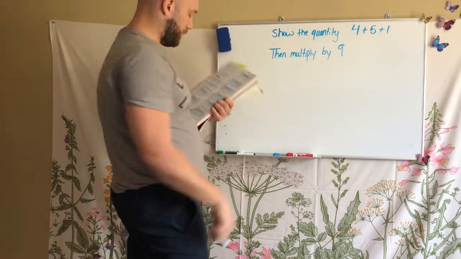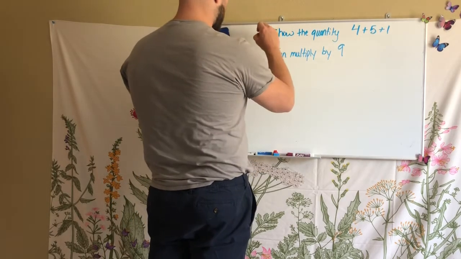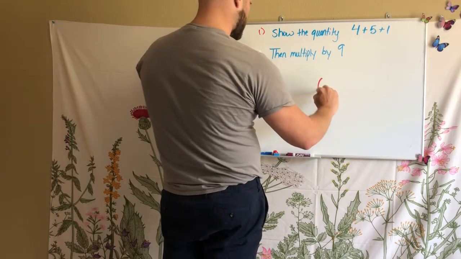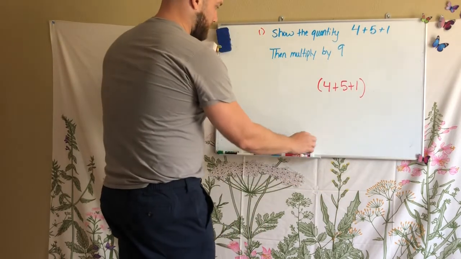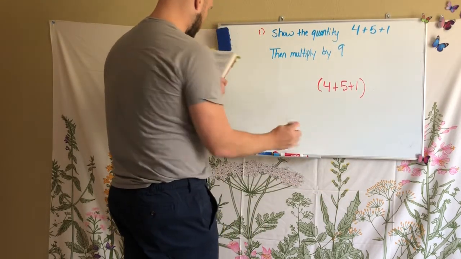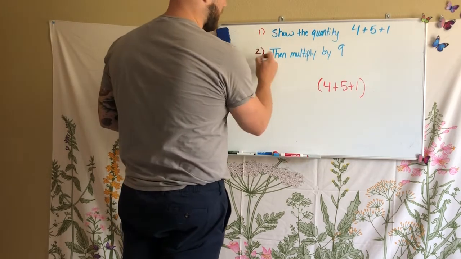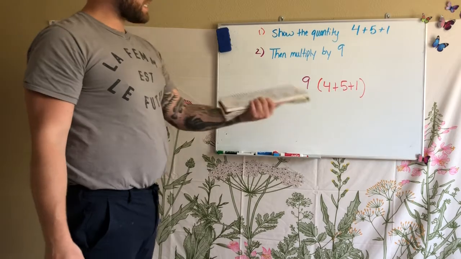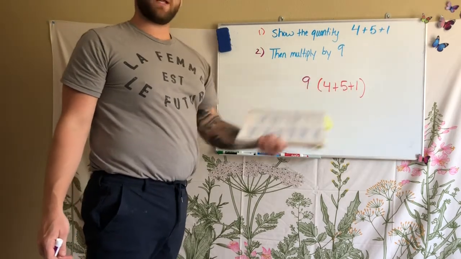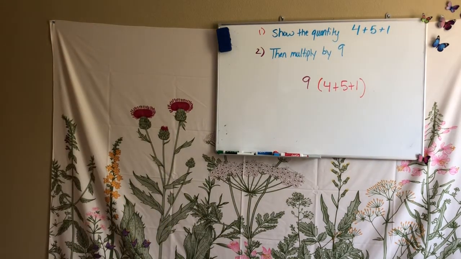So, we'll show the quantity 4 plus 5 plus 1, then multiply by 9. Step 1, step 2. So, step 1, I'm going to do it down here in the same color. Parentheses, 4 plus 5 plus 1. Next part. What do I do next? Multiply by 9. 9 goes on the outside. 9 times the quantity, 4 plus 5 plus 1. All right. Let me check to make sure this is showing up.